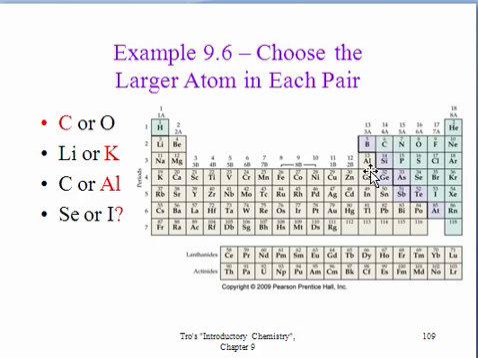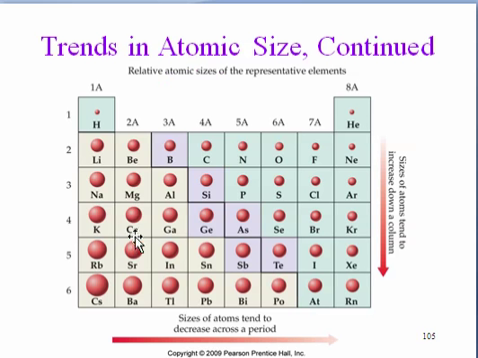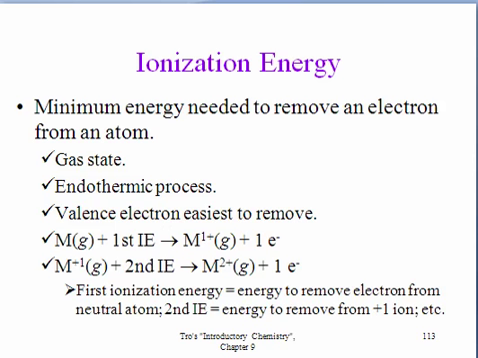Carbon or aluminum. Aluminum is in a different period, but it's in the third period, which means it's going to be larger, and it is to the left of carbon, which means it's going to be larger. What about selenium or iodine? Well, here we have opposing trends, so it's hard to figure out. If we look at iodine, it is one period below, so it should be larger, but it's to the right, which means it's smaller. So in this case, we really can't tell. If we look at this pictorial representation, again, it's very hard to tell. So when you have opposing trends, we really can't predict.